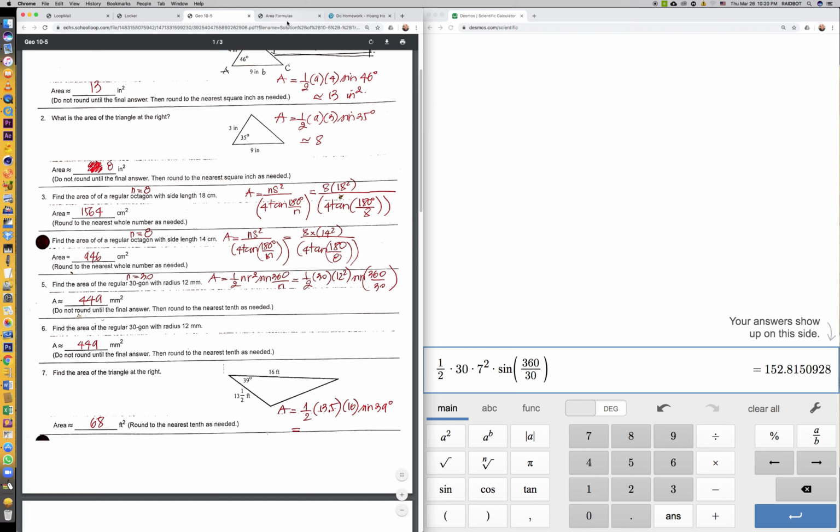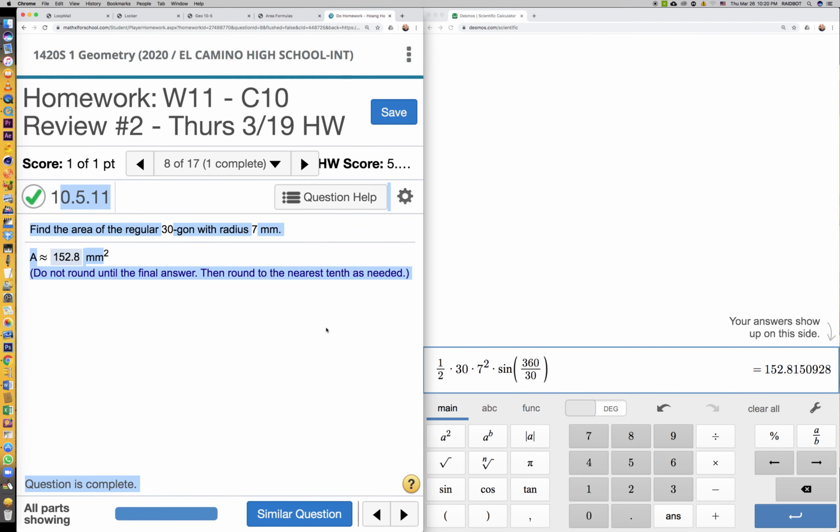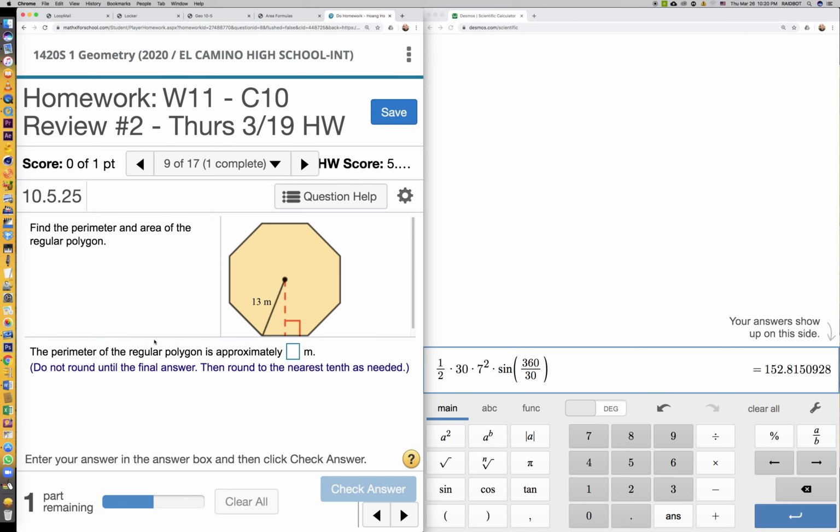Here we go. Now we move on to question number 9. Find the perimeter and area of the regular polygon. They give you the diagram of a regular octagon with radius 13 meters. So the first question, you need to find the perimeter of the regular polygon. Again, for this question, I already posted the solution.